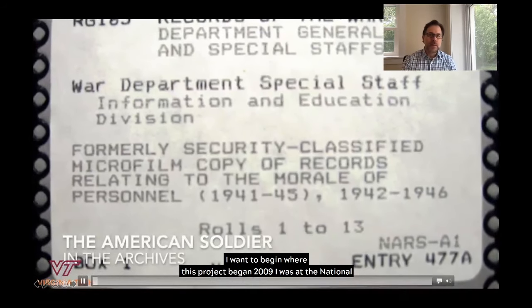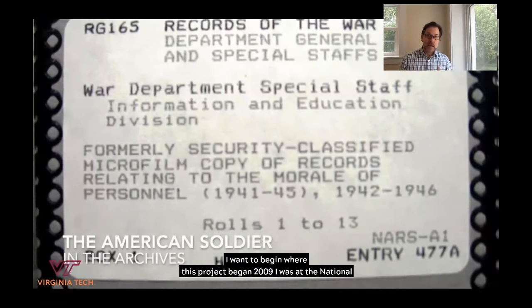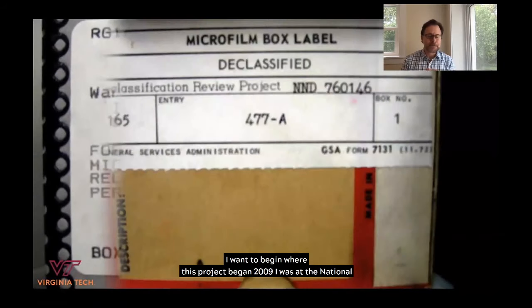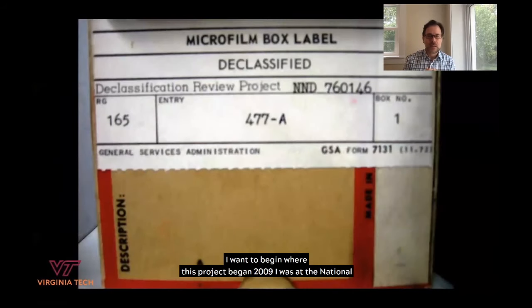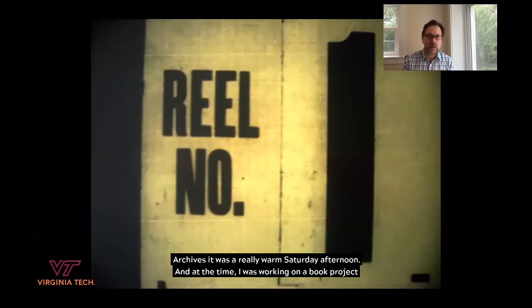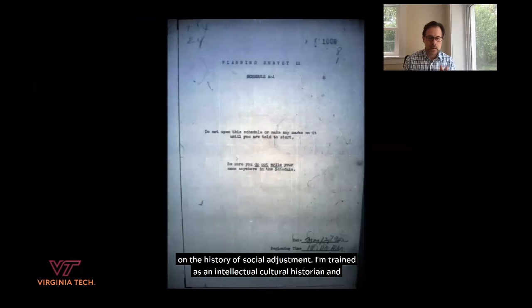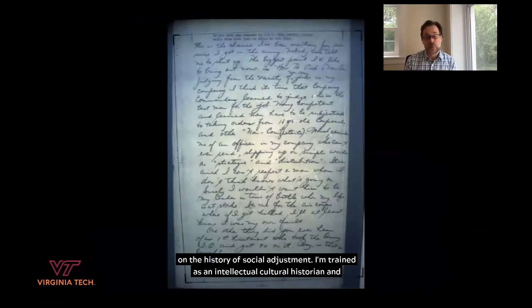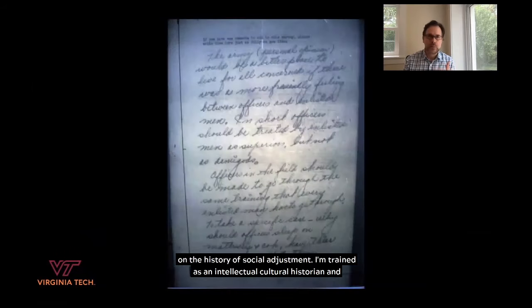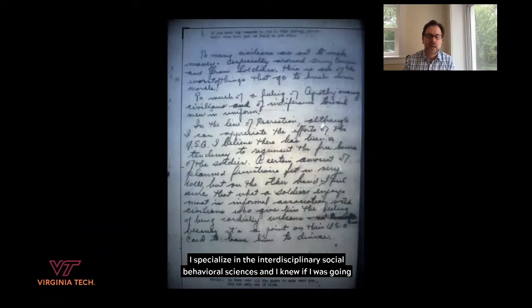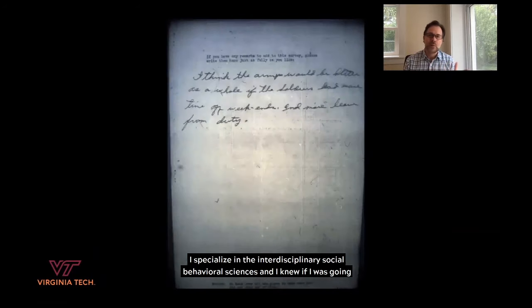I want to begin where this project began, 2009. I was at the National Archives. It was a really warm Saturday afternoon. At the time, I was working on a book project on the history of social adjustment. I'm trained as an intellectual and cultural historian, and I specialize in the interdisciplinary social and behavioral sciences.